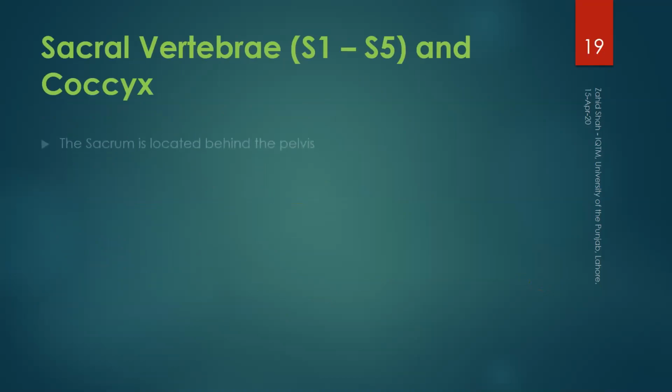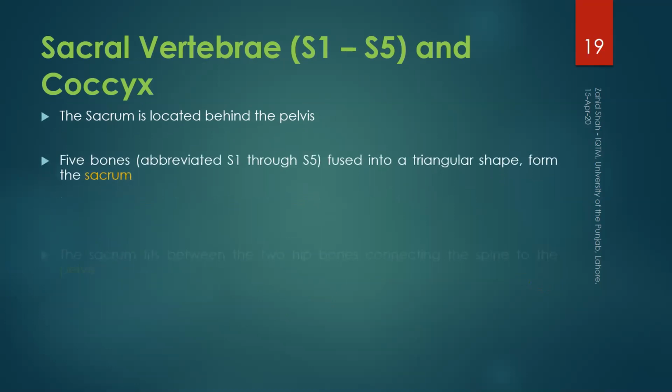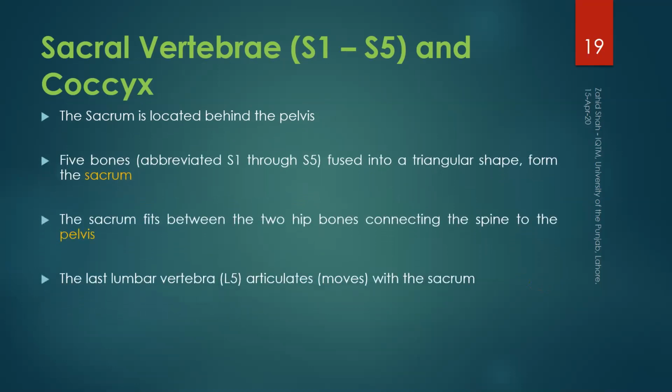Then we have S1 to S5 sacral vertebrae, and as we have seen, they are located behind the pelvis. 5 bones S1 to S5 fused in a triangular shape. They form the sacrum, total 5 bones. The sacrum fits between the 2 hip bones connecting the spine to the pelvis to make a joint. We have seen it. The last lumbar vertebra articulates with the sacrum. So we will see this point as well.